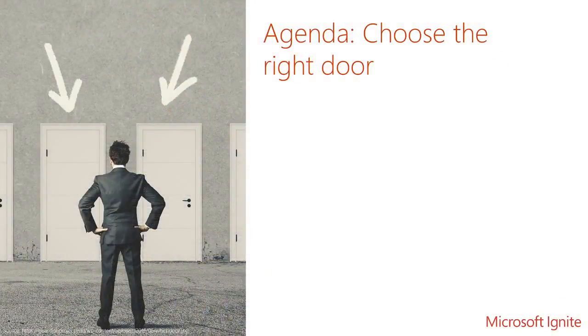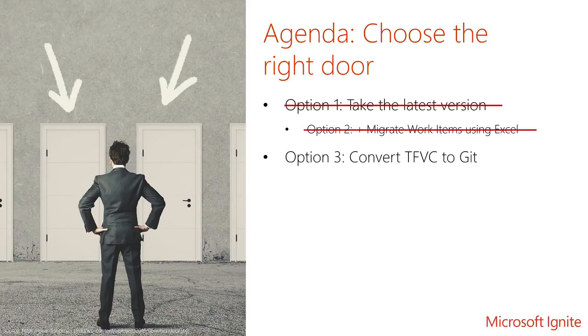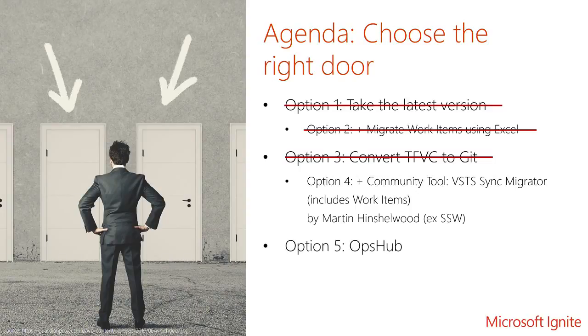So we've got to choose the right door, and I'm just going to take you through the next options. So I've told you option one, and I told you option 2 was kind of option 1 with option 2. I don't like them. Option 3 is the community tool. I don't like that one either. There is another tool out there that Daniel showed me, and that is actually by an ex-SSW guy. It's called VSTS Sync Migrator. I'm going to call this out because it does include work items with all history and associations.